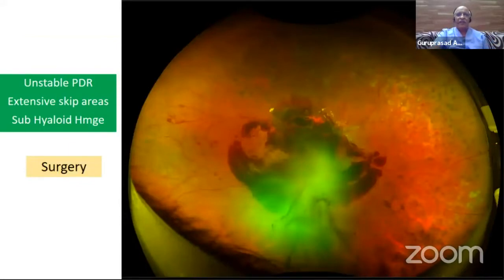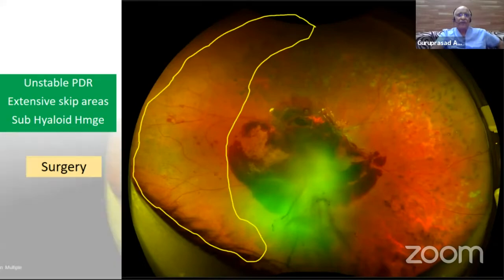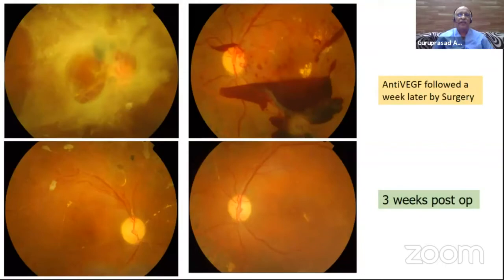Patient has undergone laser elsewhere, and you can see that a large area of the retina has not been lasered. And this extensive skip area has led to subhyaloid hemorrhage, and this is a patient who will need surgery. This is an example of further progress of diabetic retinopathy with the causation of fibrovascular proliferation causing traction retinal detachment involving almost the entire posterior pole extending up to the laser scars in the periphery. And such patients usually need surgery. And these are some examples of this.